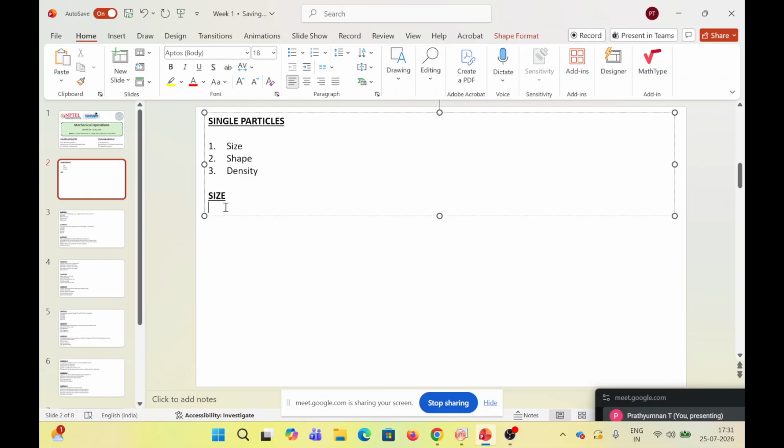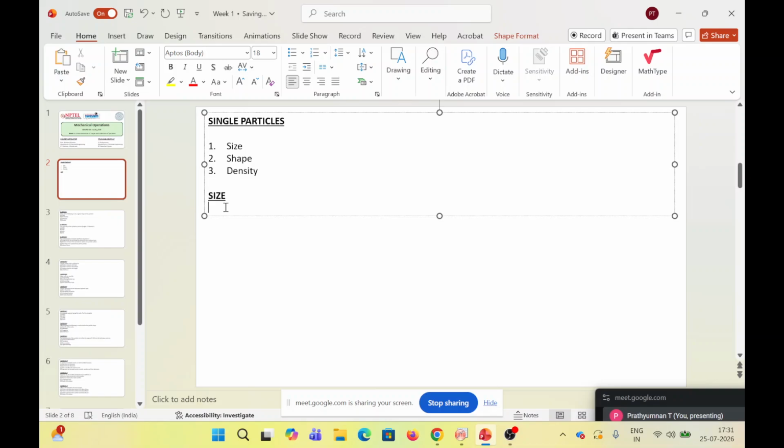Length, breadth, and in case of a sphere, you have only one dimension, that is your diameter. In case of a cube, you have only one dimension, that is your edge length. In case of a cuboid, it is two. And similarly, for regular polygons, it's very easy to specify the length, breadth, and height. However, in case of irregular particles, we cannot easily characterize them, unlike how we do for regular systems.